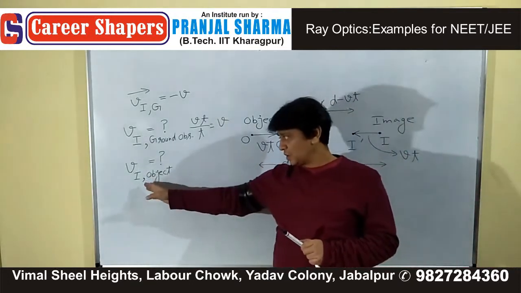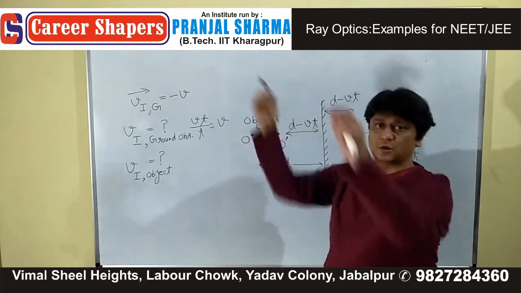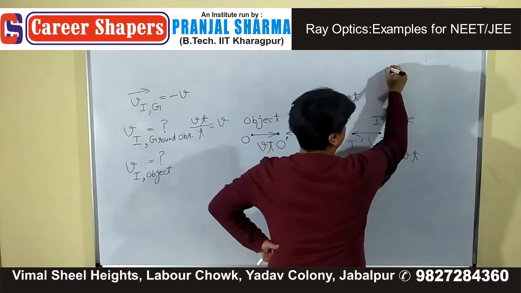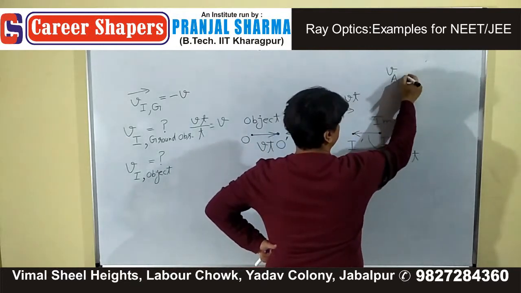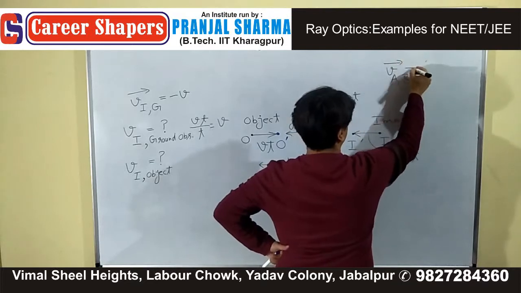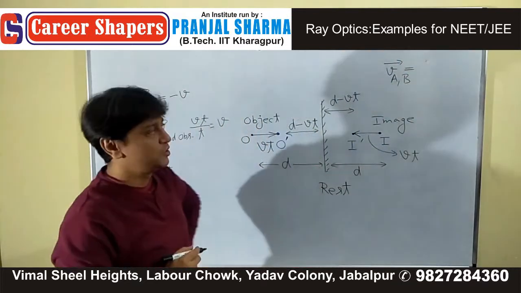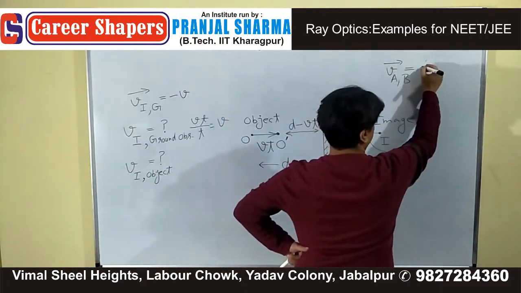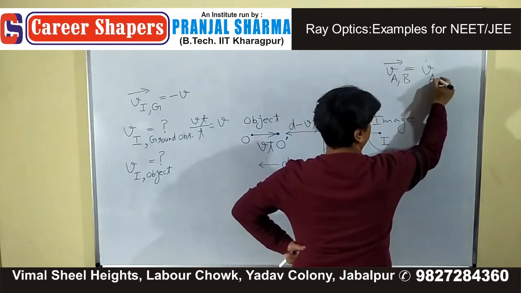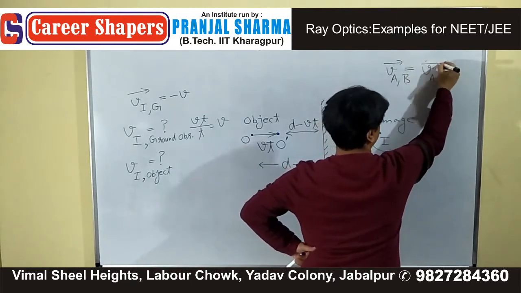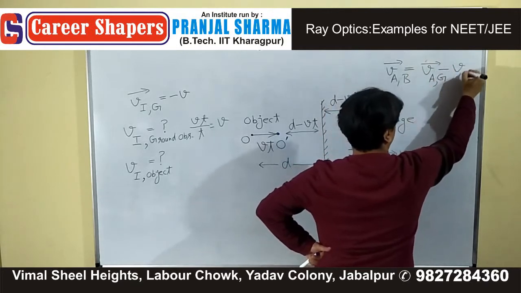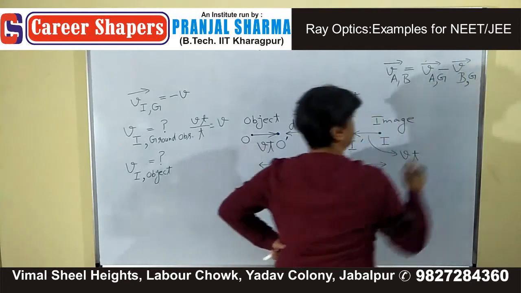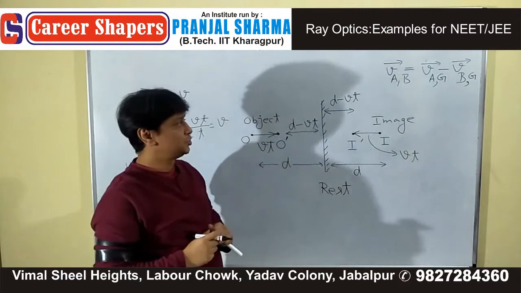Now, for velocity of image with respect to object, we can use two things which are basically identical. I hope you remember this formula. You have seen this formula in relative motion. Velocity of A with respect to B is given by velocity of A with respect to ground observer minus velocity of B with respect to ground observer. That's the formula for relative motion.